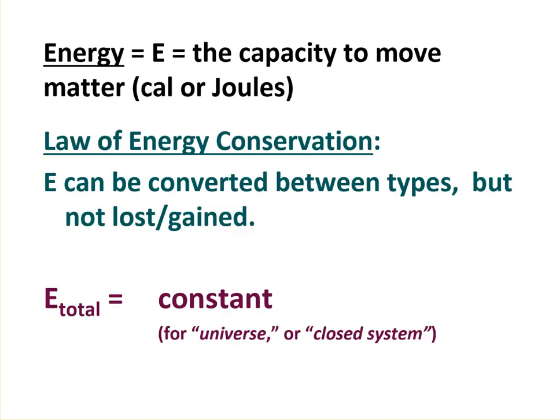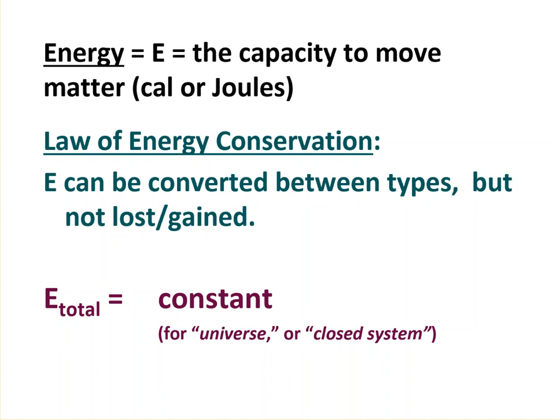A definition of energy is that it's basically the capacity to do work or to move matter. Energy is converted between types but not lost or gained. Without a nuclear reaction, it's not lost or gained. And the energy for the universe is constant. If you consider the whole universe, that's fine, but more often we will say for a closed system.